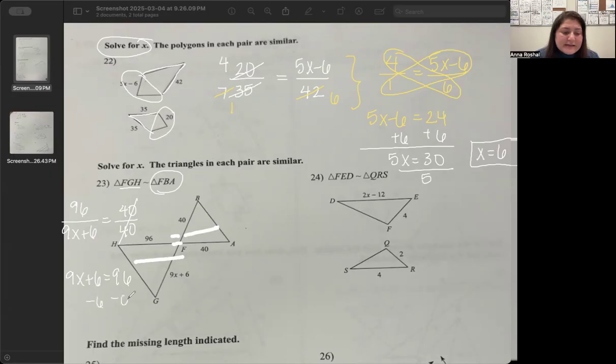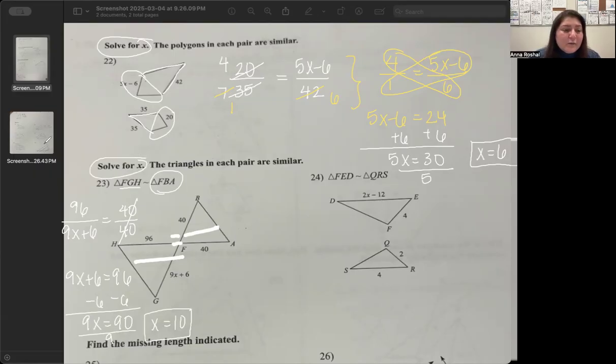I'm going to subtract 6 from both sides in order to find that. 9x equals 90. Divide both sides by 9. X is 10. And then because they say solve for x, I'm going to leave it as solved for x.